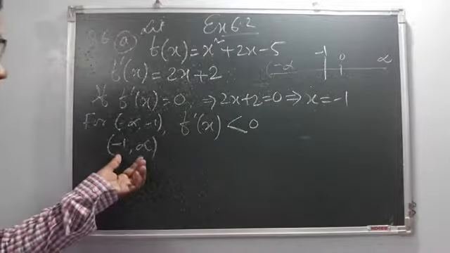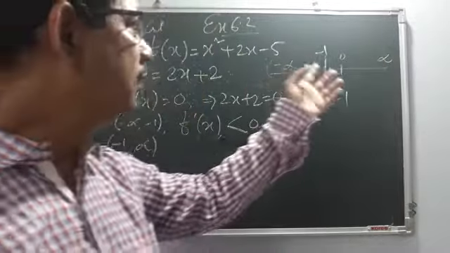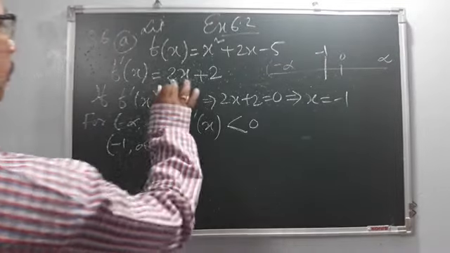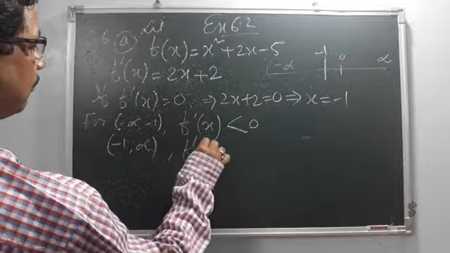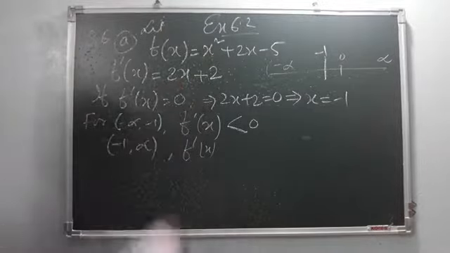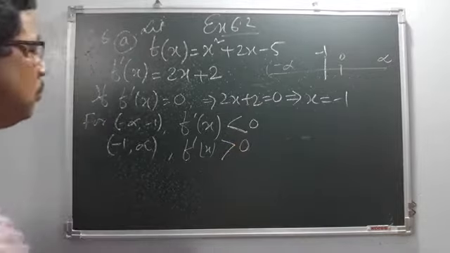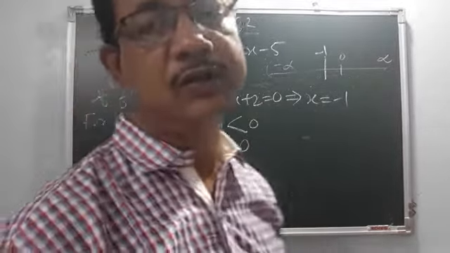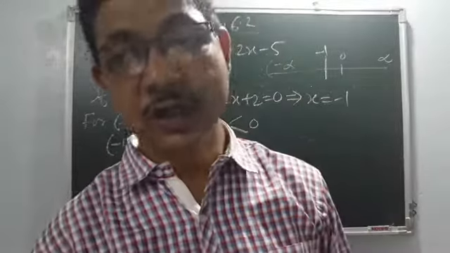And for the interval minus 1 to plus infinity, we can take one value, suppose 0. If we put 0 here, then f dash x: 0 into 2 is 0, plus 2, so it is positive. So what we can say? In the first interval f(x) is strictly decreasing, and in this interval f(x) is strictly increasing.